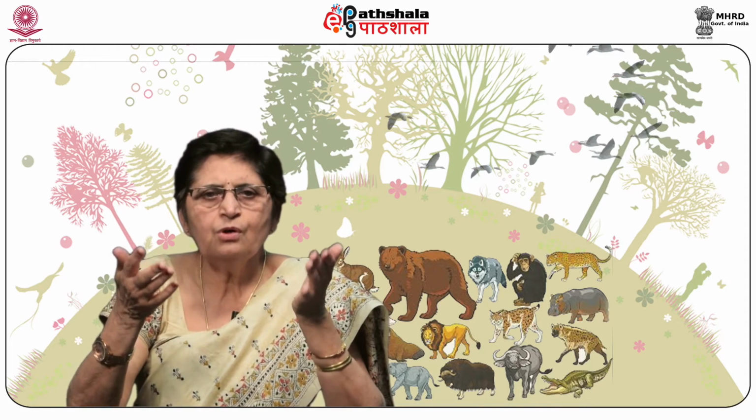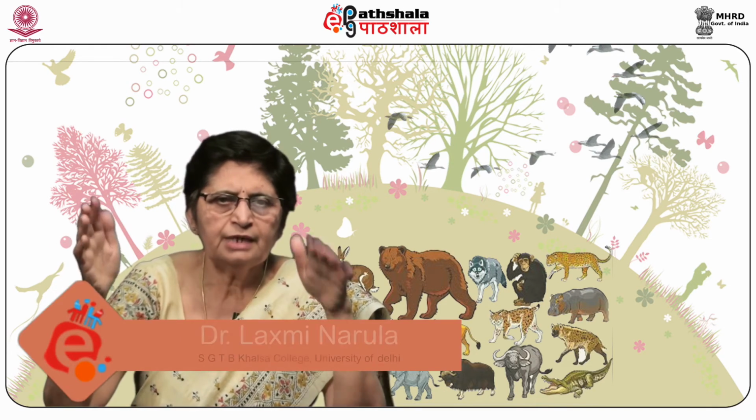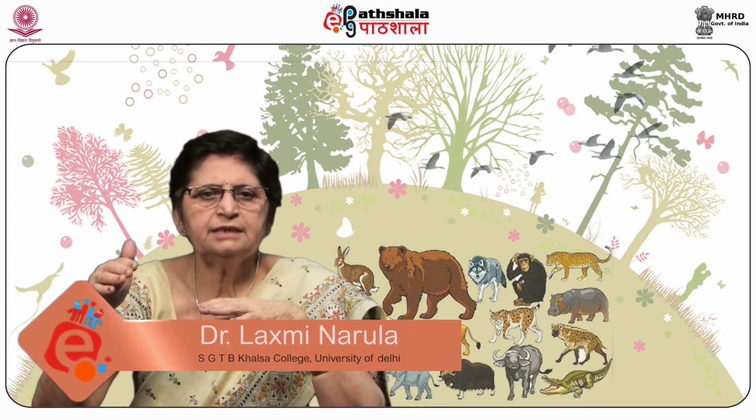K-selected populations live under more predictable environmental conditions, they are subjected to density-related mortality and spend less time and energy on reproduction. It favors efficient use of the environment.